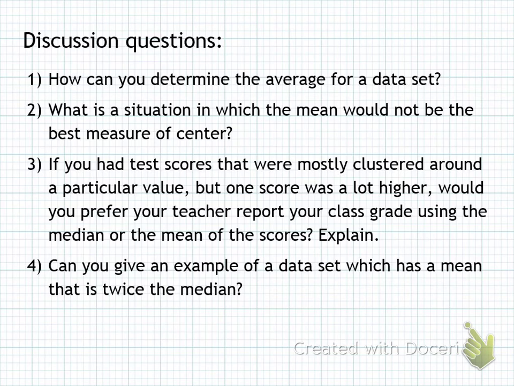So the first question is, how can you determine the average for a data set? And the class said basically by finding the mean. So when someone says the average, they are talking about the mean. So you would add up all the terms and divide by the number of terms that there are.